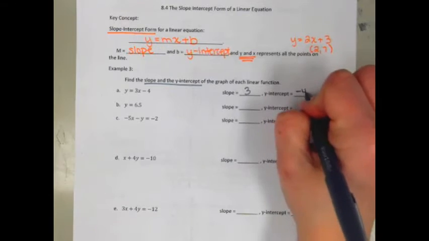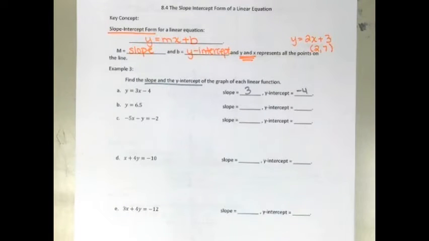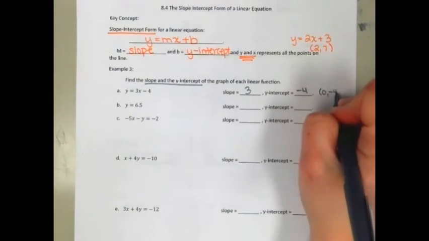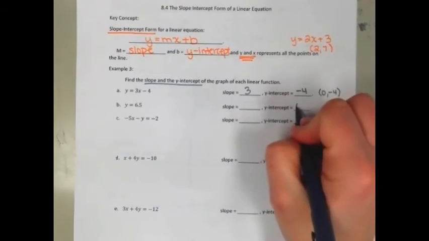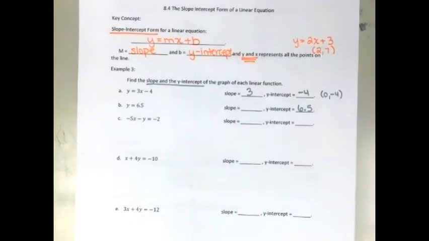-4. Could anyone, you don't have to do this, but could anyone give me the y-intercept as a coordinate? What would the y-intercept be as a coordinate? 0, -4. Because remember, if it's a y-intercept, what is the x coordinate? Always 0, right? What about B? Y equals 6.5. What's my slope? Okay, hold on. What's my y-intercept? Let's do that. 6.5, right? Or 0, 6.5, right?